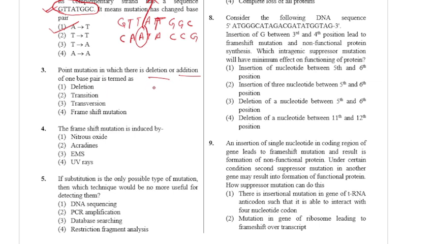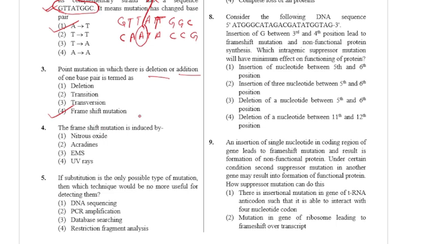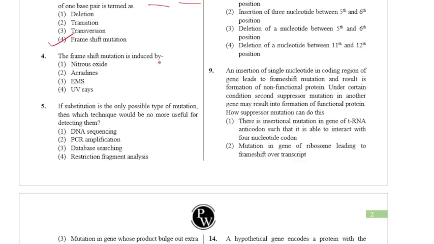If addition or deletion occurs in one base pair, that could change the entire coding sequence. So that is termed a frame shift mutation. The frame shift mutation is normally induced by acridines. UV rays are very important for thymine dimerization and such things.